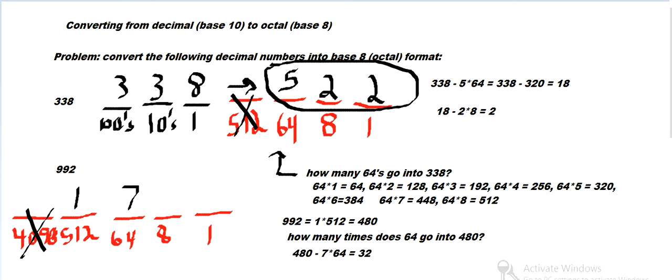And 32 is actually a multiple of 8, so that goes into 8 4 times. We have 4 8s in 32, and that's perfect, so nothing is left after that. So 992 in base 10 becomes 1740 in base 8.